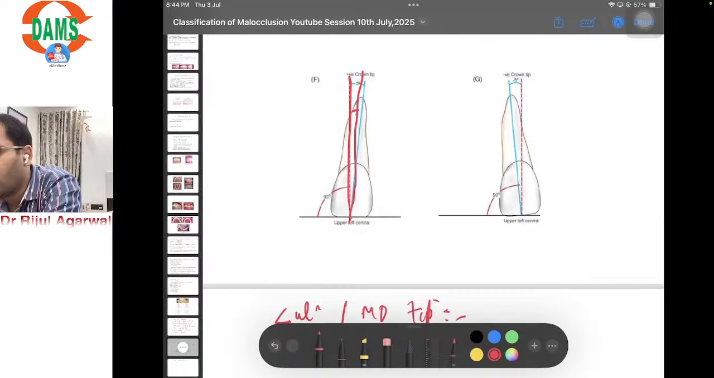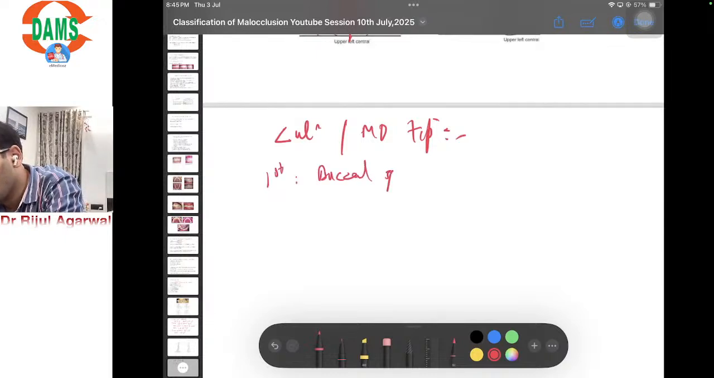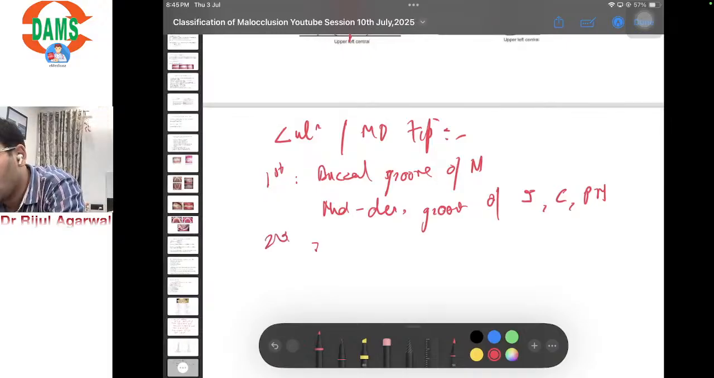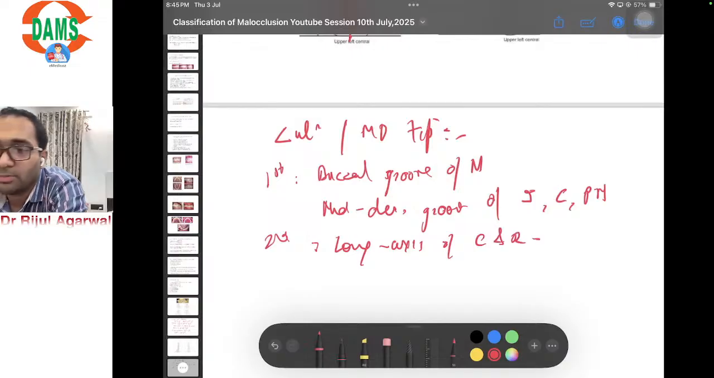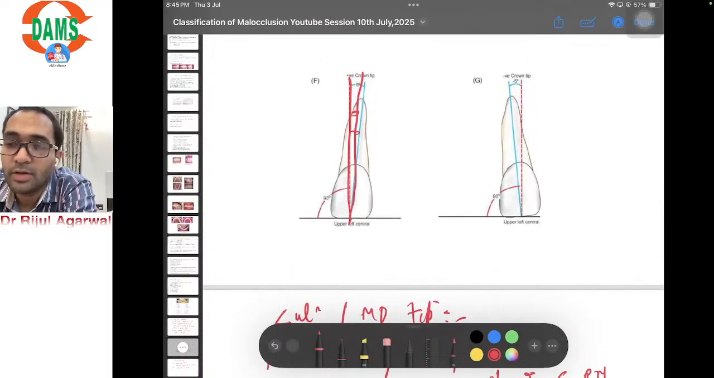So the angle between them: the first line on the buccal groove of molars and mid developmental groove of incisor, canine and premolar, and the second line bisecting the long axis of the crown and root. The angle between them that is measured gives you the crown tip.